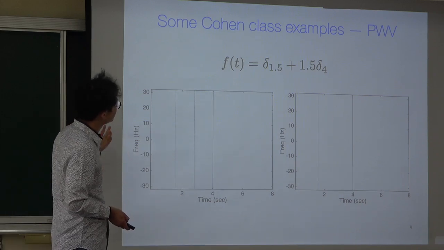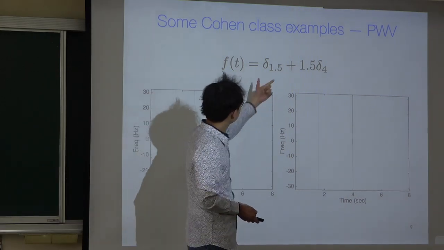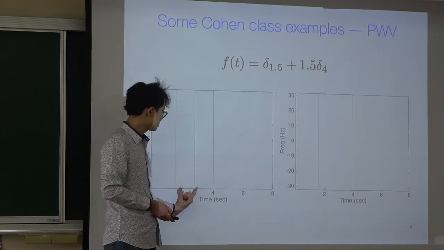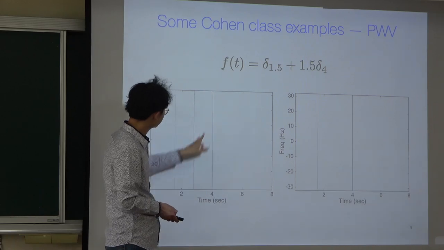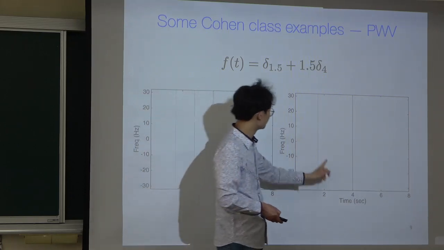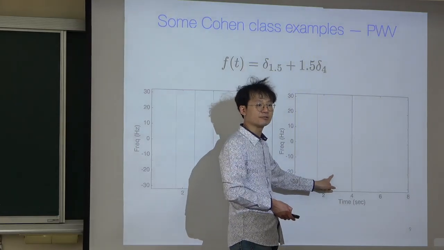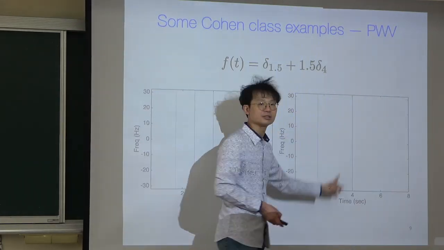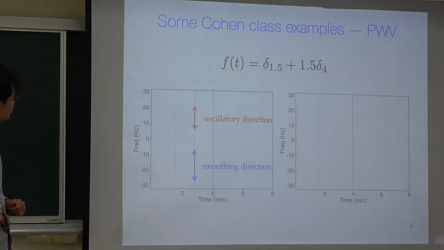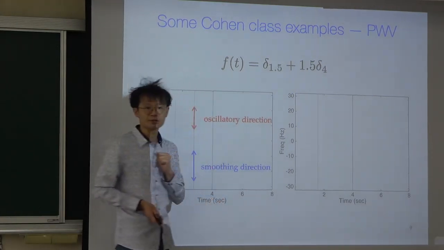Okay, so here is another example. For example, if you have two delta functions, as you remember, in the Wigner-Ville distribution you have two components and an interference term in the time domain. In the pseudo-Wigner-Ville distribution, it will very well cancel the interference, because the interference is oscillatory along the frequency axis. So you cancel it, because the oscillatory direction is cancelled by the smoothing direction.